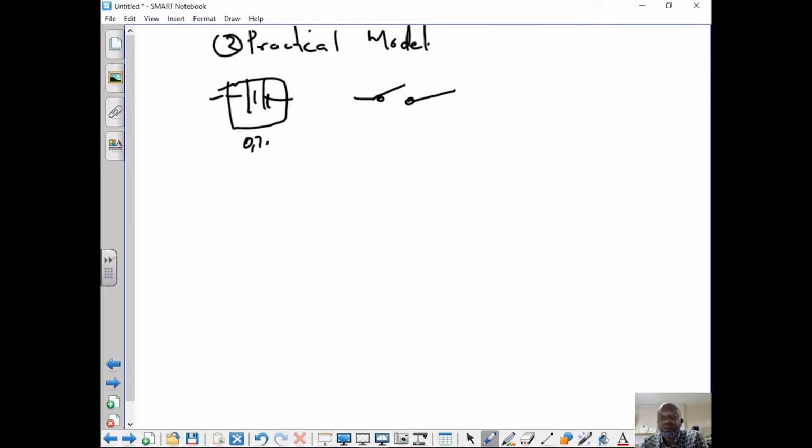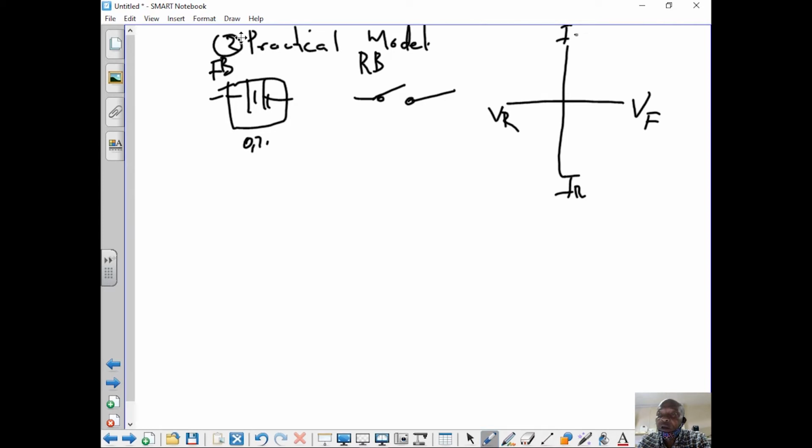When it is reverse bias, this is forward bias, this is reverse bias. Now the characteristic becomes easier again. When we draw the characteristic curve of it, we have this is what? V forward, this is V reverse, I reverse, I forward. On this level in here, it's 0.7. On this level in here, it is 0. The voltage is 0. Now this is represented there.